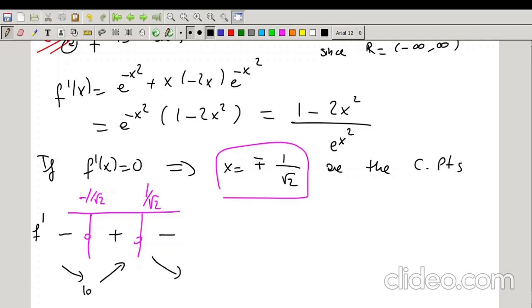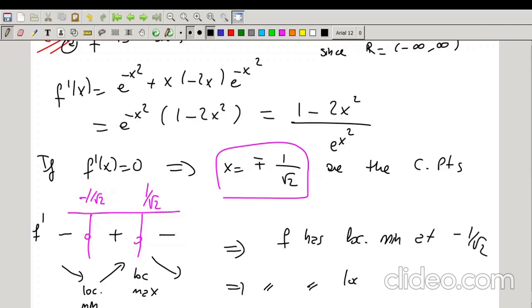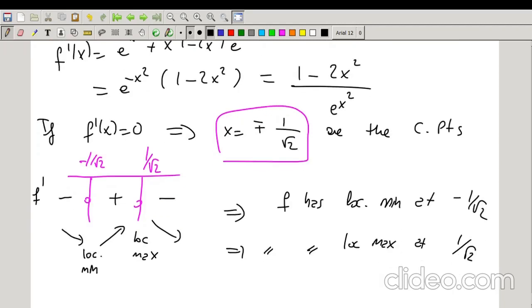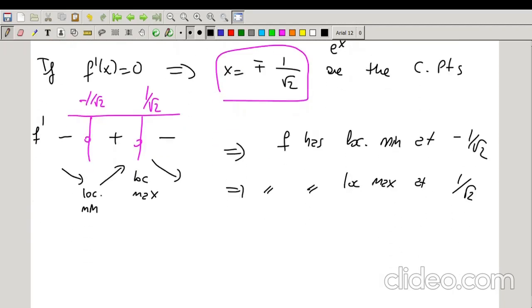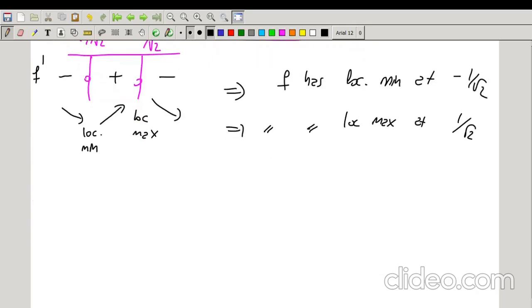Here normally we expect to have a local minimum and here a local maximum. It implies that f has a local minimum at minus 1 over square root of 2 and f has a local maximum at 1 over square root of 2. I guess this part is easy because we had already this statement. We have just checked the behavior of the sign of f prime.